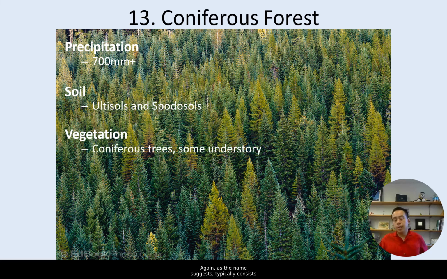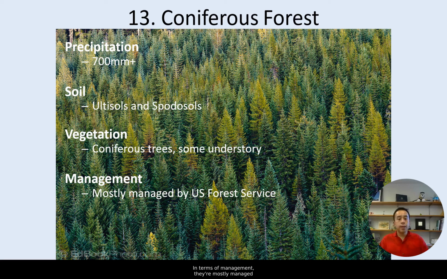Vegetation, again, as the name suggests, typically consists of coniferous trees and some understory plants. Although, again, these understory plants typically aren't good forage quality species. In terms of management, they're mostly managed by the U.S. Forest Service, and it's really important for multiple use.